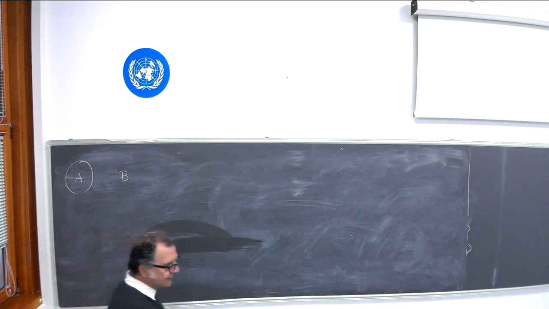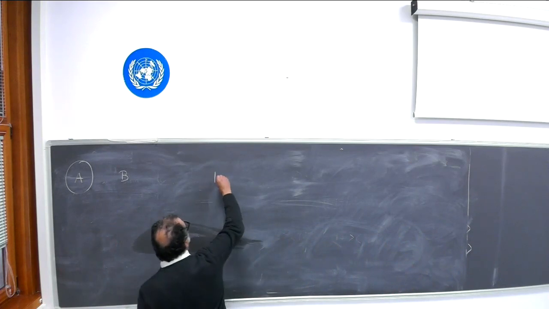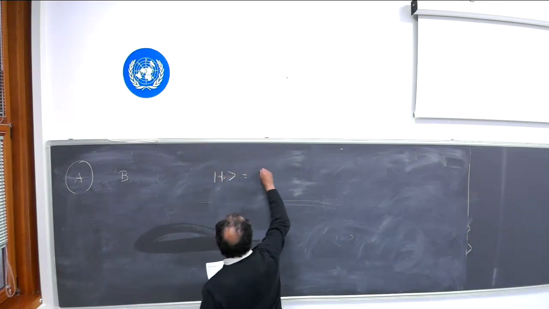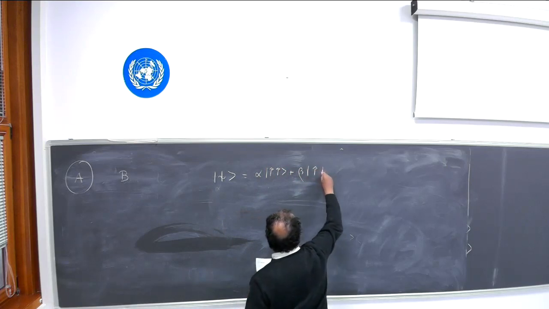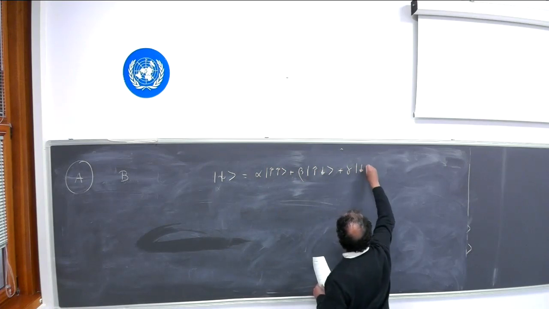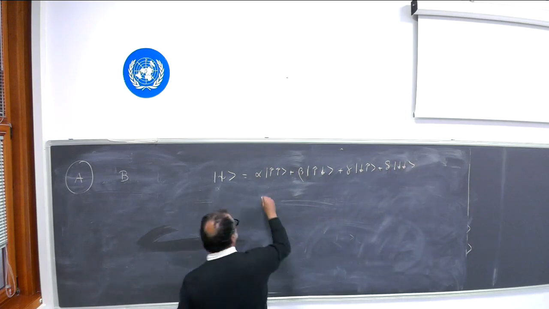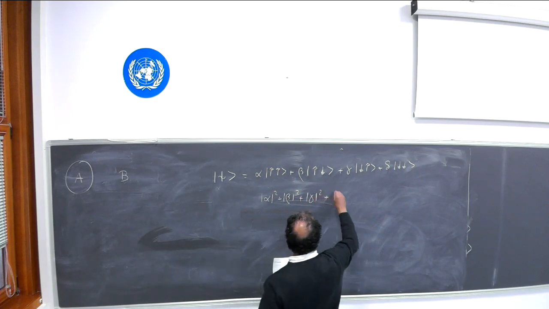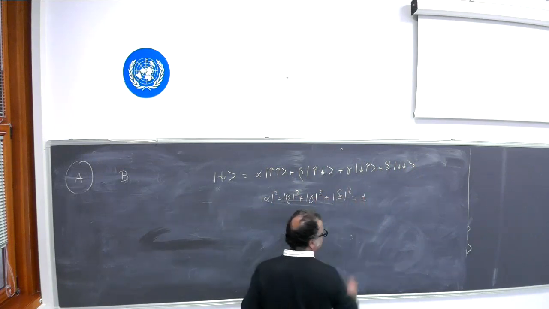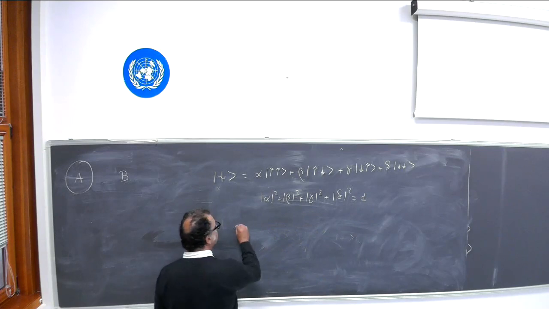Very good. So next exercise. Consider the state as follows: alpha up up plus beta up down plus gamma down up plus delta down down, where alpha squared plus beta squared plus gamma squared plus delta squared is equal to one. Now, first question: compute rho A.